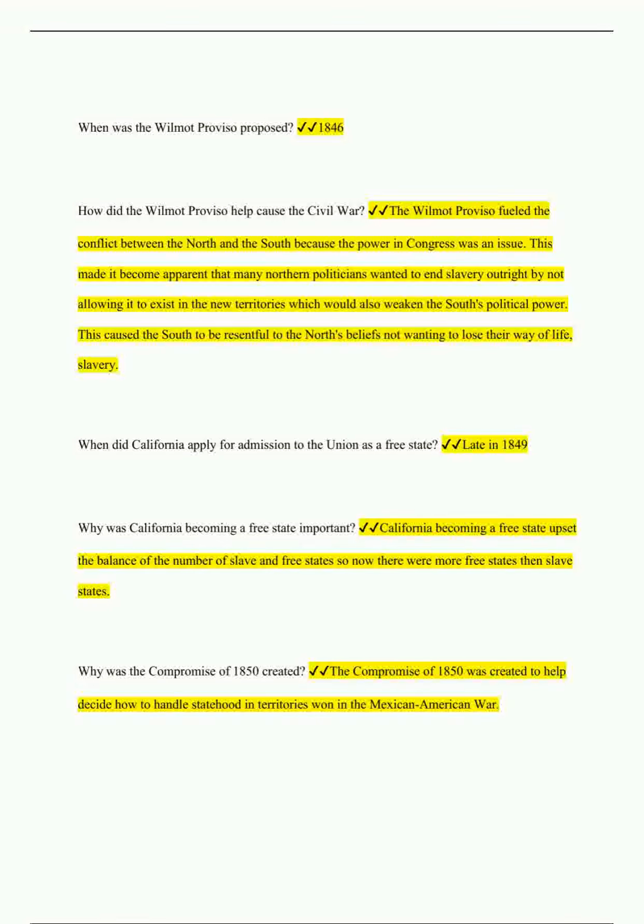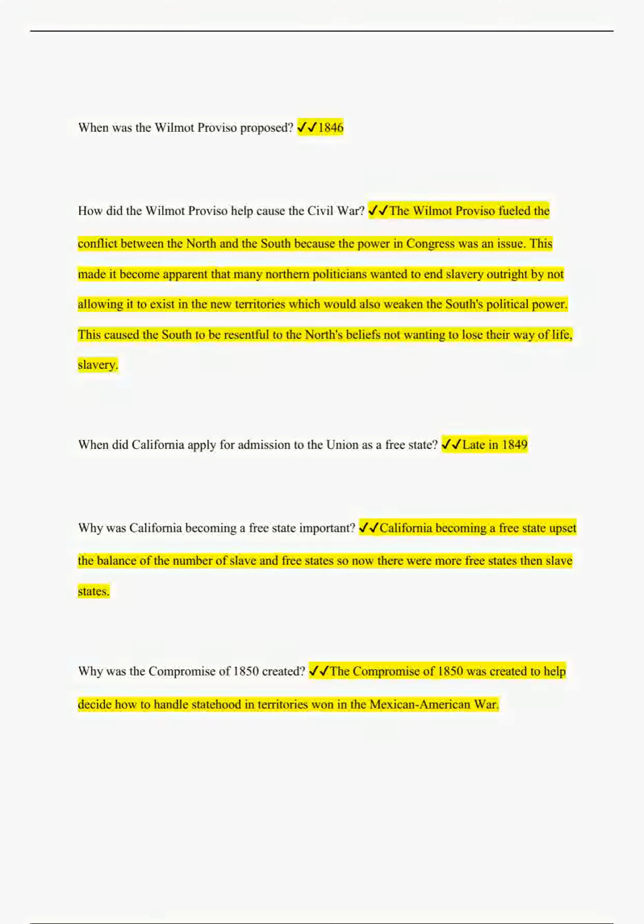1846. How did the Wilmot Proviso help cause the Civil War? The Wilmot Proviso fueled the conflict between the North and the South because the power in Congress was an issue. This made it apparent that many Northern politicians wanted to end slavery outright by not allowing it to exist in the new territories, which would also weaken the South's political power. This caused the South to be resentful of the North's beliefs, not wanting to lose their way of life.